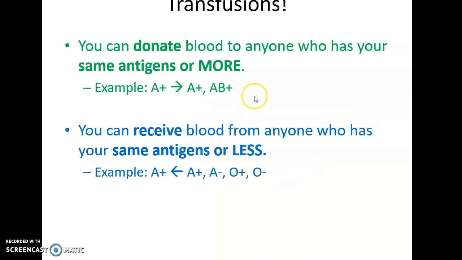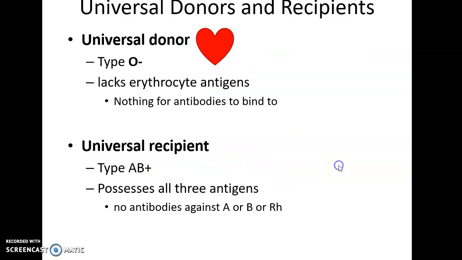You can donate to anyone who has the same antigens or more. So someone who's A positive can give to A positive people and AB positive people. You can receive from anyone who has the same antigens or less. So if you're A positive, you can receive blood from A plus, A minus, O plus, or O minus. You will not react to these blood types because they have the same antigens as you or less.